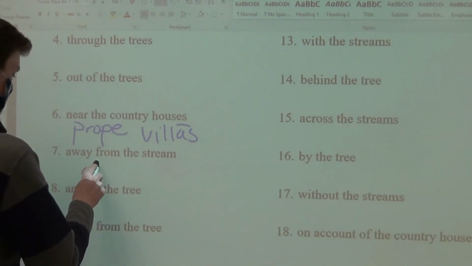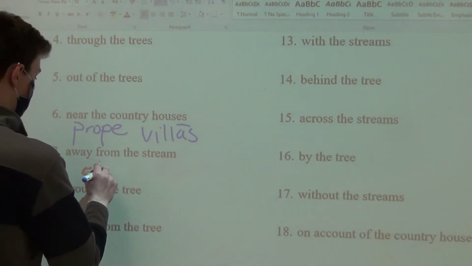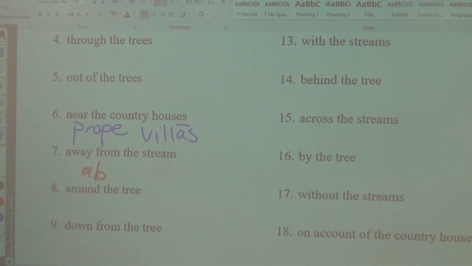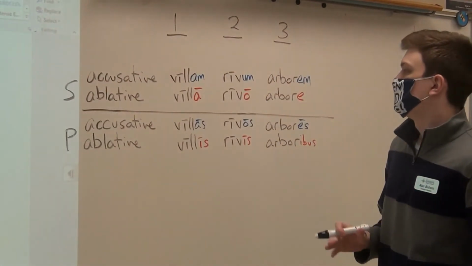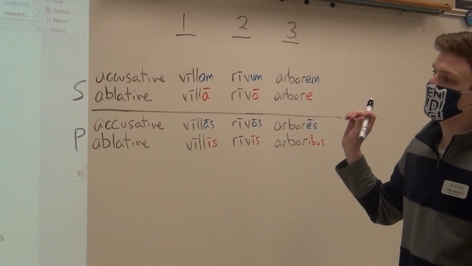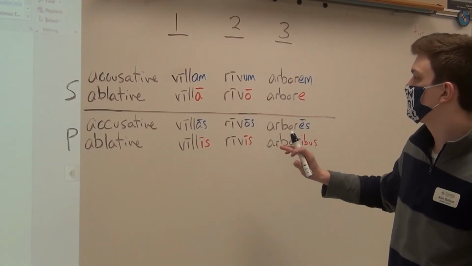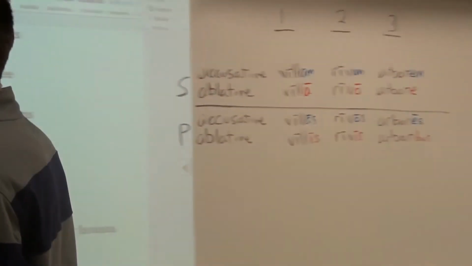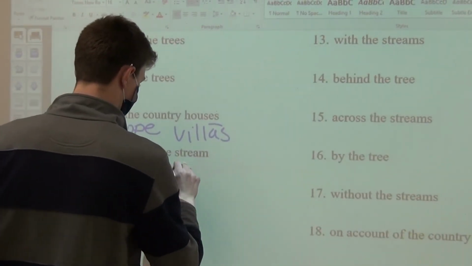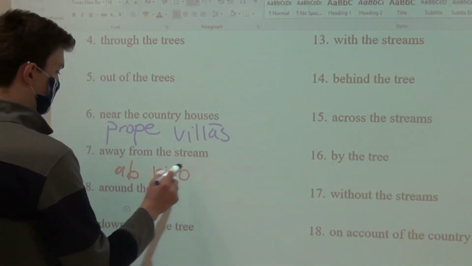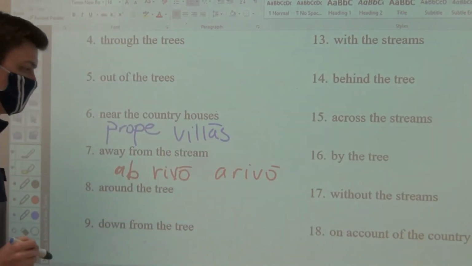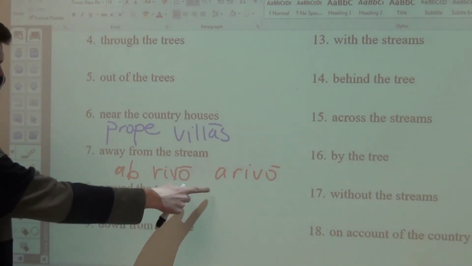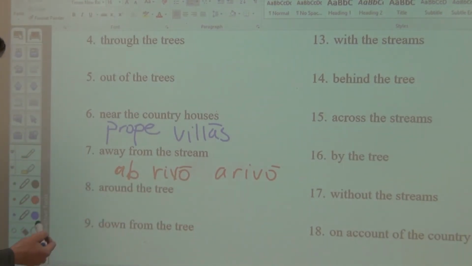And then we're going to go stream, come over here. You know this means stream, and then the stream is ablative singular, so it'll be rewo. Or it can also be rewo. So it could be ob or ah. 1 to 2.